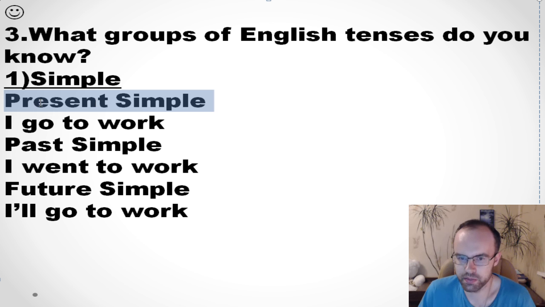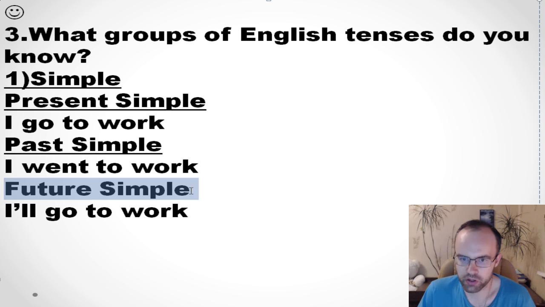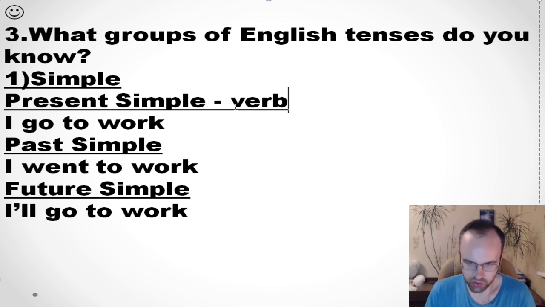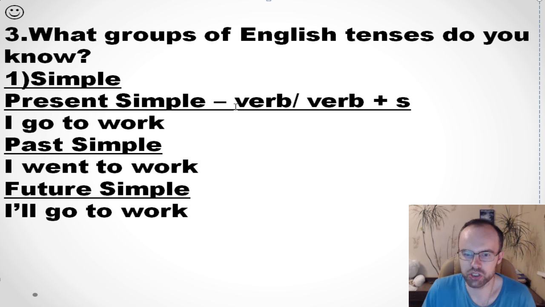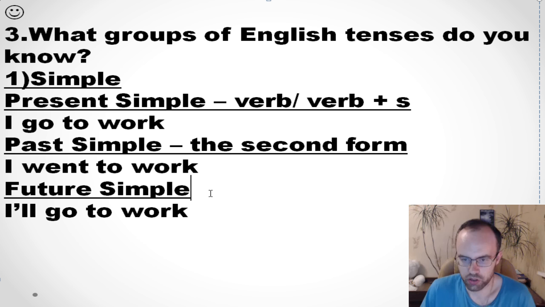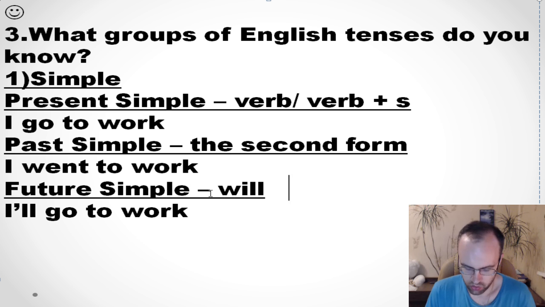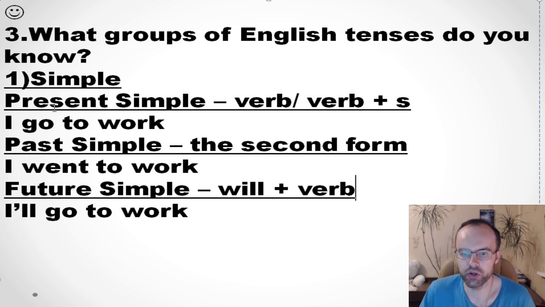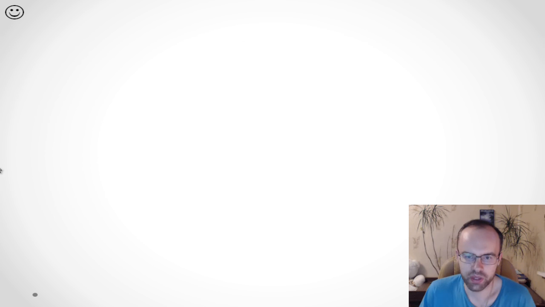And you see present simple, I go to work. Past simple, I went to work. Future simple, I'll go to work. If we look at the formation of these tenses, we mostly use verb or verb plus s if it's he, she, it. Past simple, you need to use the second form. Future simple, will plus verb.